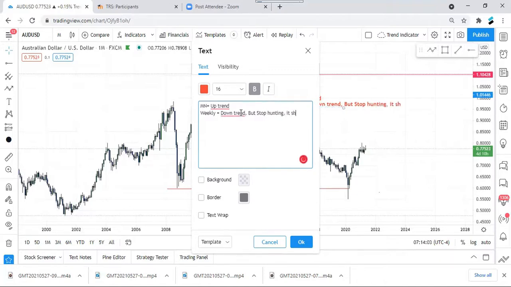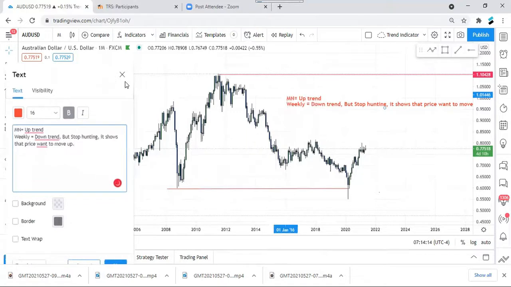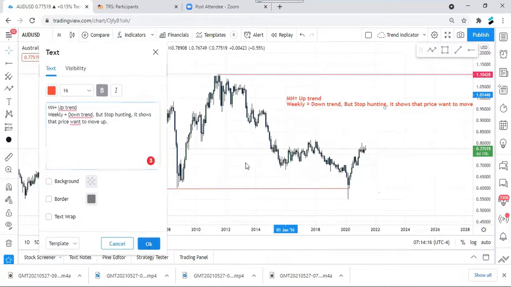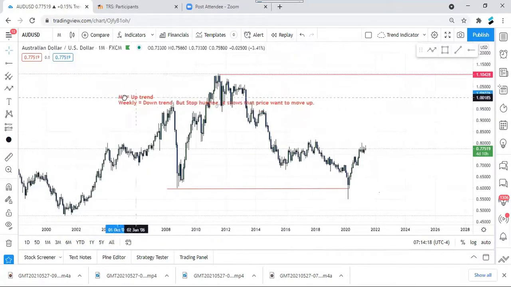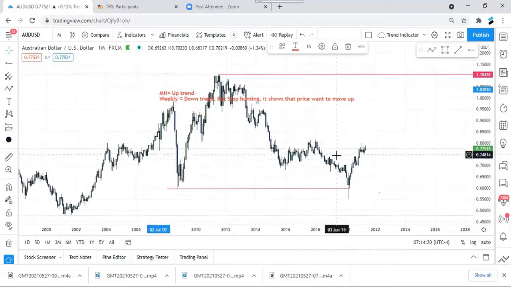So that price wants to move up. Okay, so you write something like that. Yeah. When you do your analysis, this one can stay on your chart.